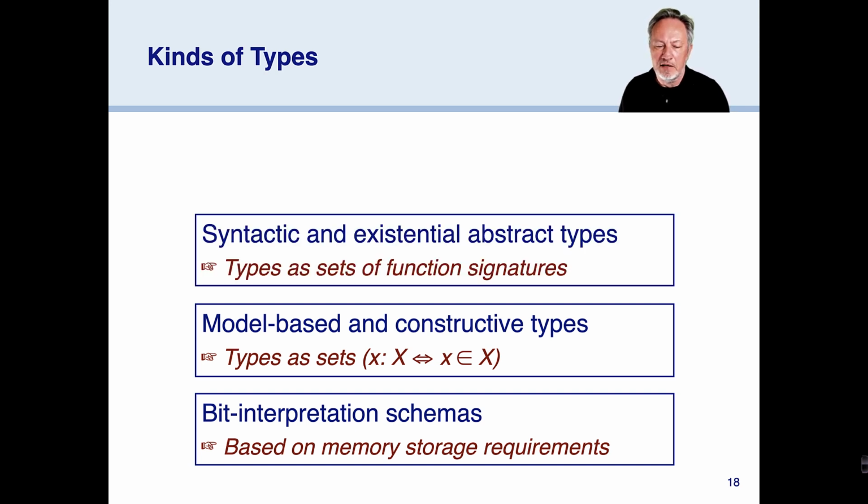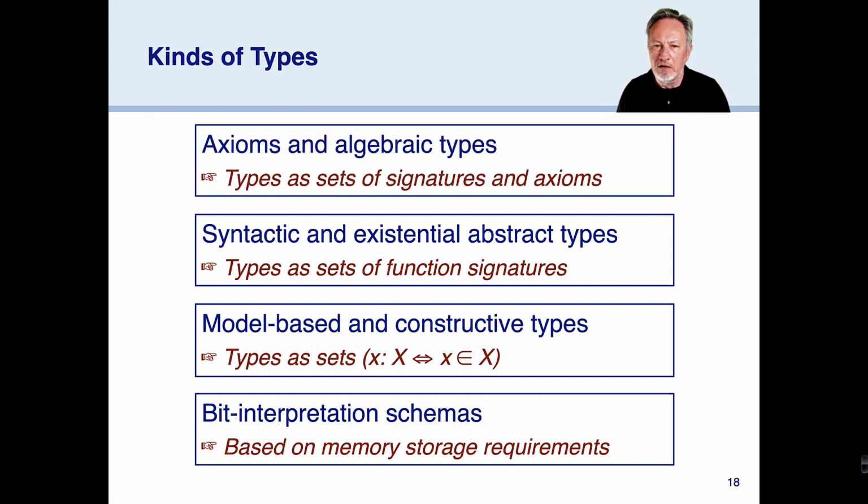Then, at the next level, we have syntactic and existential abstract types. So here, types are sets of function signatures. This is much more close to what we are used to in object-oriented languages. So basically, a type is kind of a data abstraction.